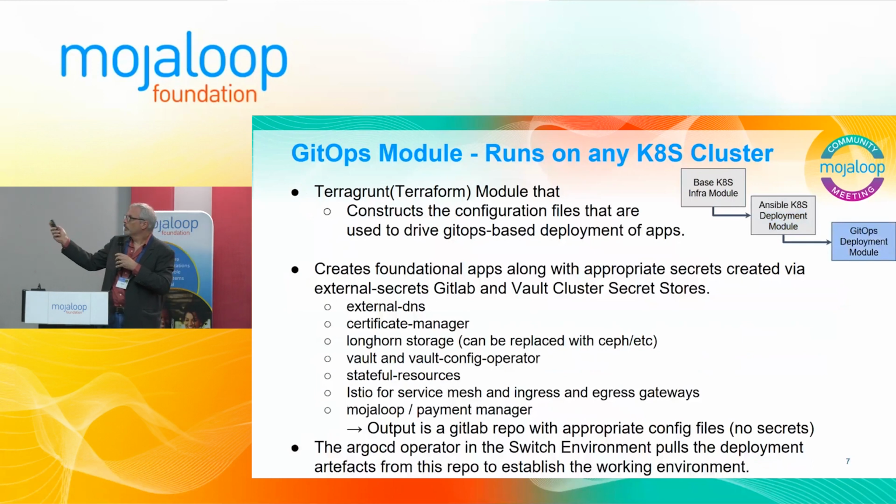All right, last module, GitOps module. It runs on any K8s cluster. It doesn't care whether it was built on EKS or it was built on bare metal. And what it does is it's Terraform. Again, it creates the configuration files that each of these applications below need in order to function correctly. So the suite of applications which are foundational to the cluster are external DNS, certificate manager. Longhorn is what we're using for storage.